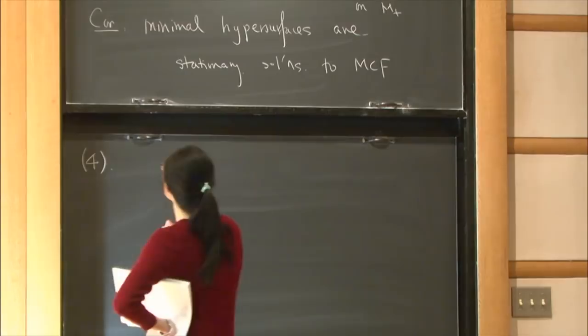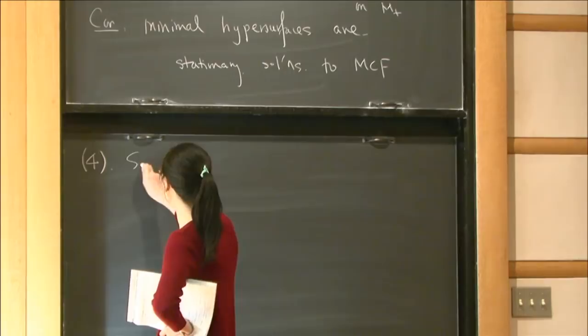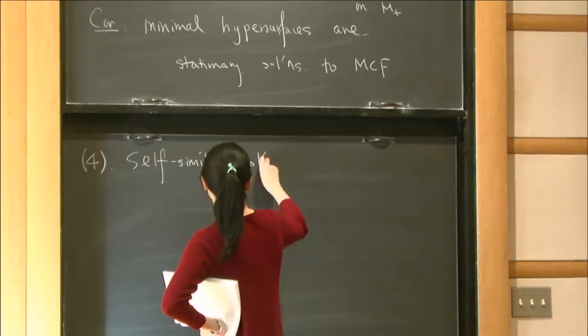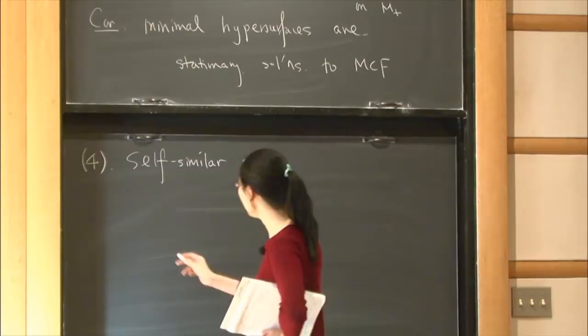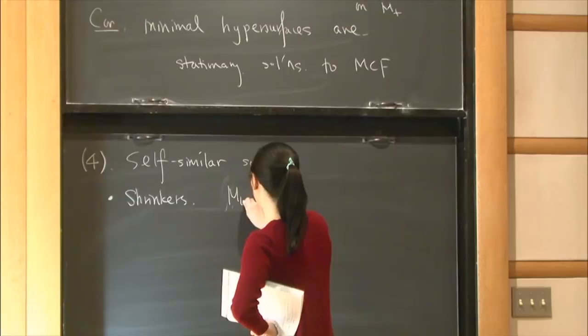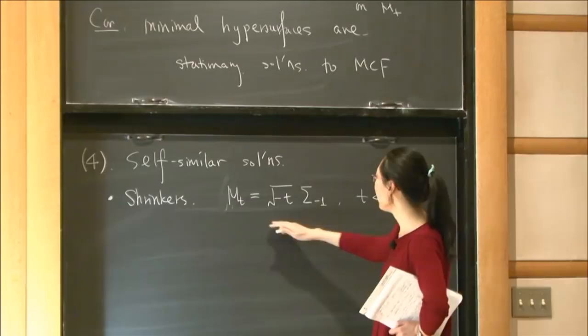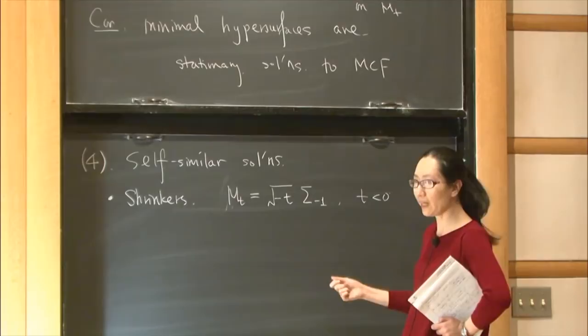Besides these stationary solutions, there are other interesting special solutions to mean curvature flow. Mostly we're interested in self-similar solutions. In general, there are three types. The first one is the shrinkers. These solutions have the property that M_t is given by a suitable scaling of M_{-1}. The solution exists for all negative time, and the geometric shape is the same, but they differ by a scaling. It's a shrinker because it's actually shrinking with time.